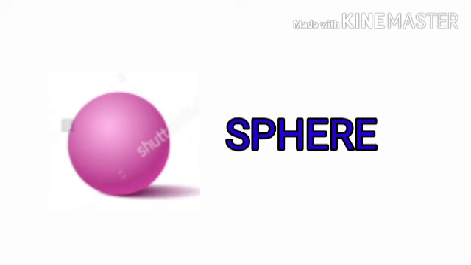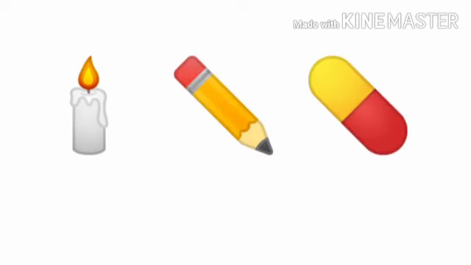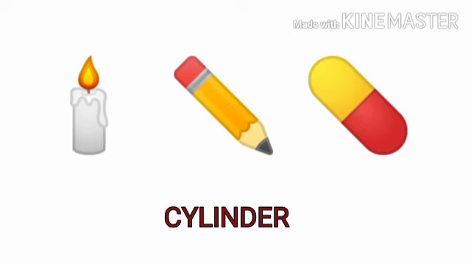Let us see some examples for these shapes. Look here children. Here we have a candle, pencil and a capsule. Do you know these items? These are all in a cylindrical shape. These are all examples of cylinder.